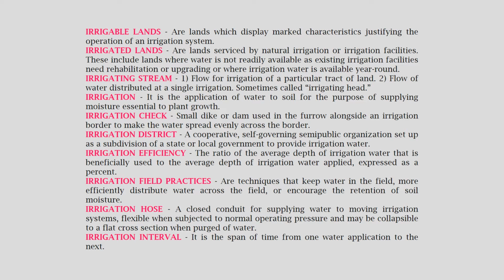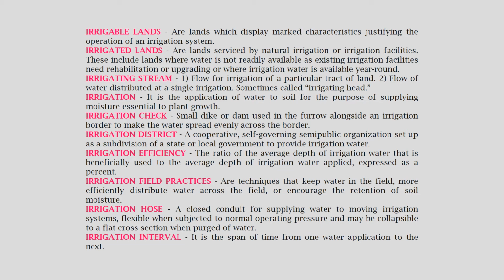Irrigation check. Small dike or dam used in the furrow alongside an irrigation border to make the water spread evenly across the border. Irrigation district. A cooperative, self-governing semi-public organization set up as a subdivision of a state or local government to provide irrigation water. Irrigation efficiency. The ratio of the average depth of irrigation water that is beneficially used to the average depth of irrigation water applied. Expressed as a percent.